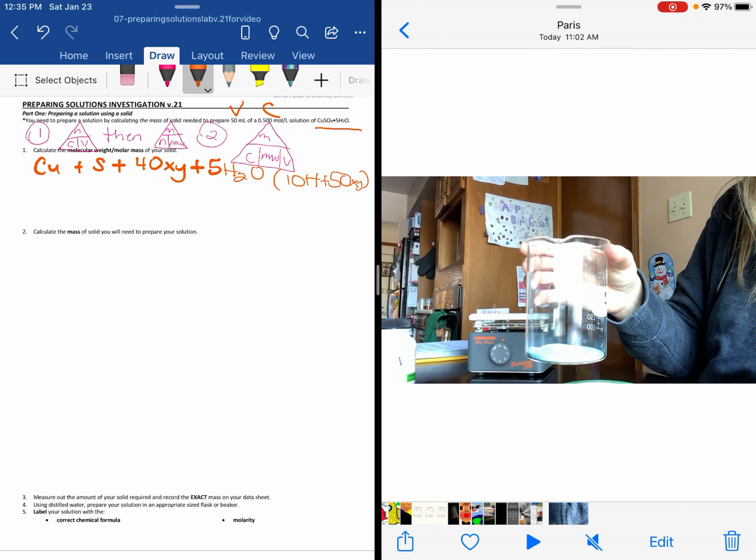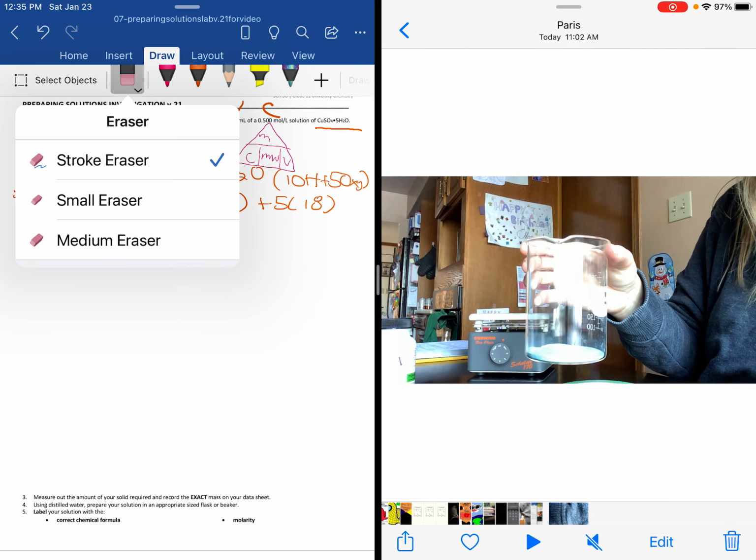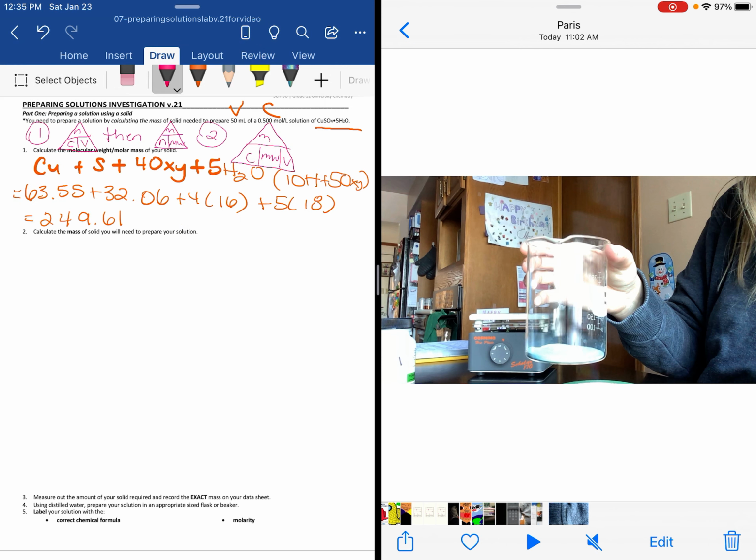So we have copper is 63.55. Sulfur is 32.06. Oxygen 16. And water, again, maybe some of you have memorized, is 18. And then the units are grams per mole.